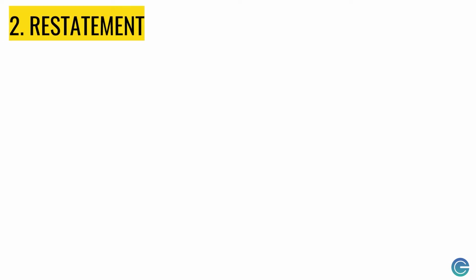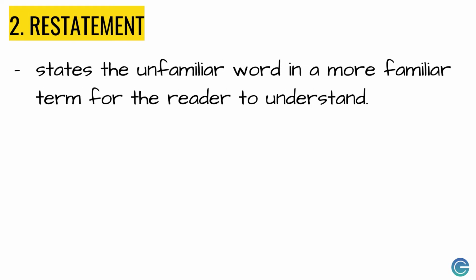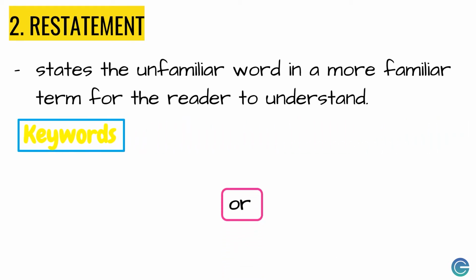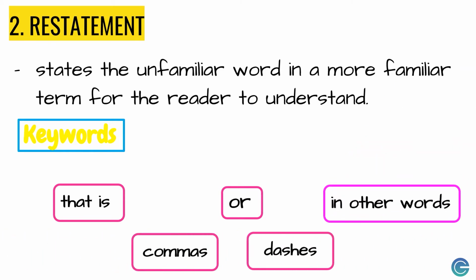Next, number 2, restatement. This context clue states the unfamiliar word in a more familiar term for the reader to understand. Restatement keywords include or, that is, and in other words. Commas and dashes may also indicate the presence of restatement context clues.